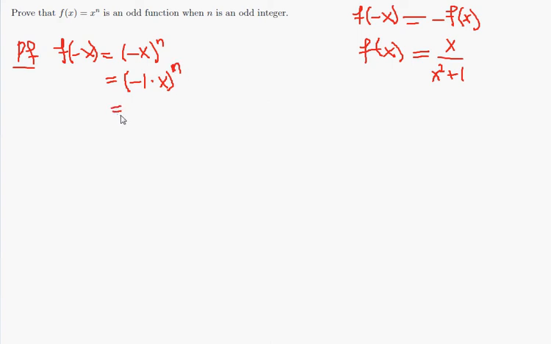And since n is an integer, we have the property that this is equal to negative 1 to the nth power times x to the nth power. And because n is odd, whether it's positive odd or negative odd, negative 1 to an odd integer is equal to negative 1. So that's negative x to the n, which is negative f of x. And therefore, x to an odd power is indeed an odd function. And that is the end of the proof.